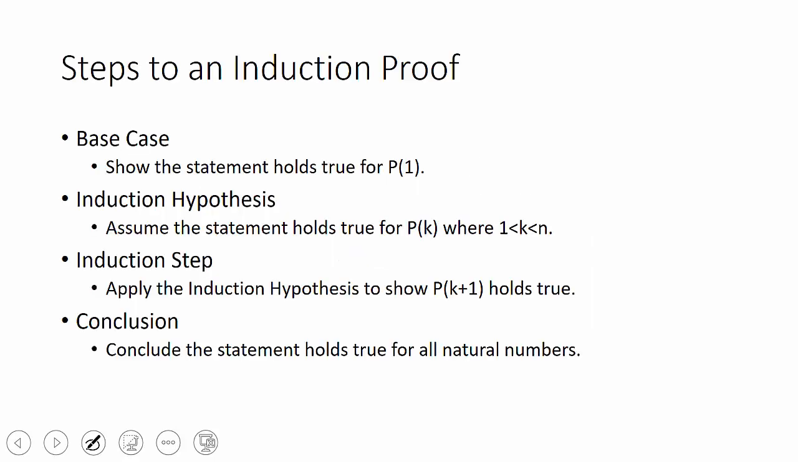But before we get to the example, let's talk about the four main parts or four main steps to an induction proof. The first step is called the base case. The base case shows that the statement you're trying to prove holds true for the first or the lowest case possible. So we call that P of 1.